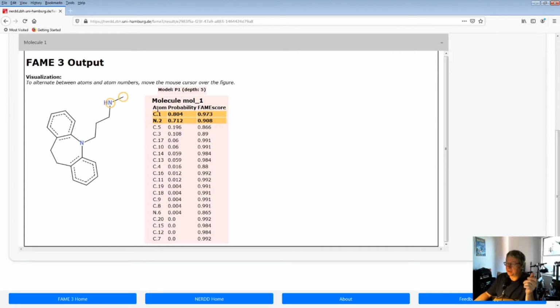And it gives numbers, right? C1, N2, C5, C3, and how do you know what those numbers are? Well, in this tool you can move the mouse over the molecule, and then we see, okay, C1, the probability is 0.804. So is that a high probability or a low probability? Well, that's a pretty high probability. That's like 80% probability that C1 is going to be metabolized, right? And that's kind of as expected. That's one of the ones that we predicted.